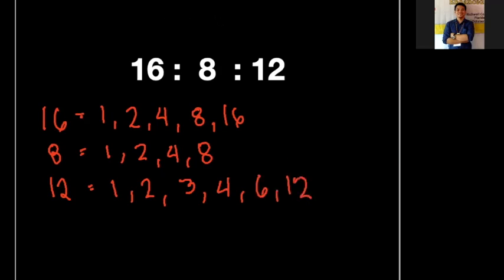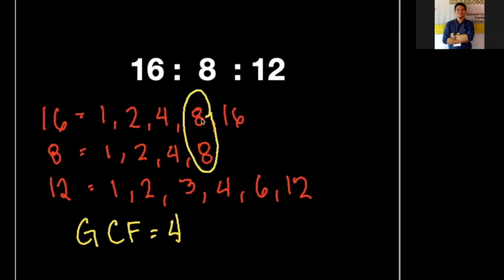So let's try to find the common factor. If you notice, all of them have 1, but that is not the greatest. They also all have 2, okay, but that is not the greatest. 4, they all have 4. Do you think that's the greatest factor? Okay, yes. So the greatest common factor is 4. But how about 8?